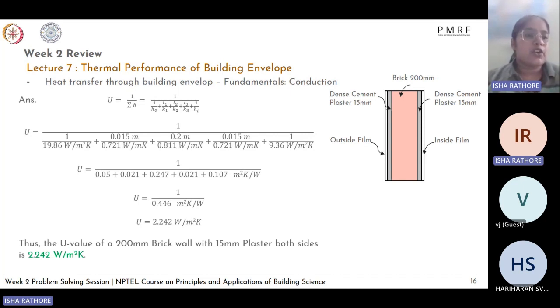So this is how you basically solve the questions around U value. So I'm sure there's one question on U value calculation in your assignment too. So you can use this example as a case for answering that question as well. So this is how the calculations are done.